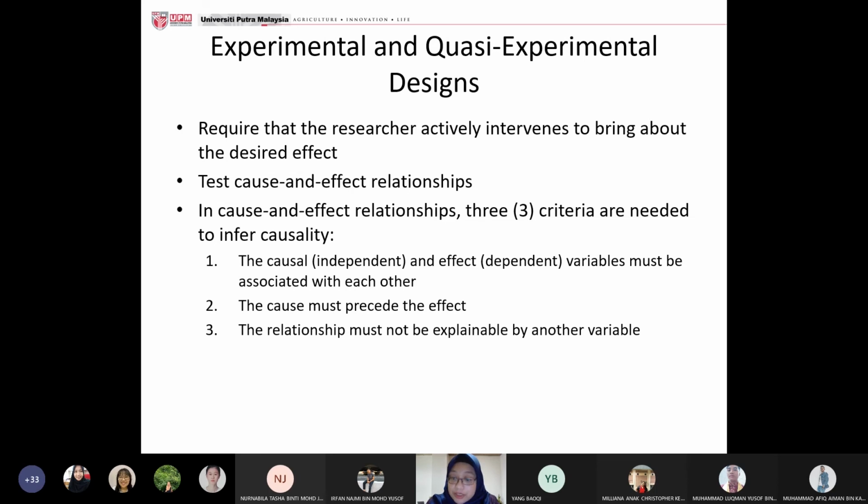Experimental and quasi-experimental designs, of course, are quantitative studies. So there are ways for you to mitigate this. You remember last week we learned about extraneous variables and control groups. That's where this is very useful to know.